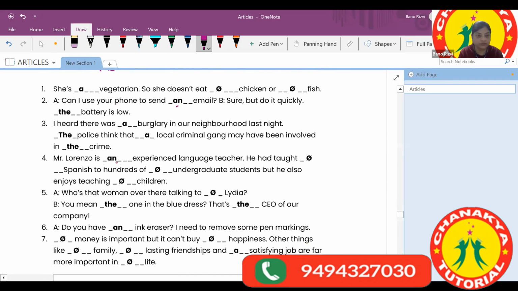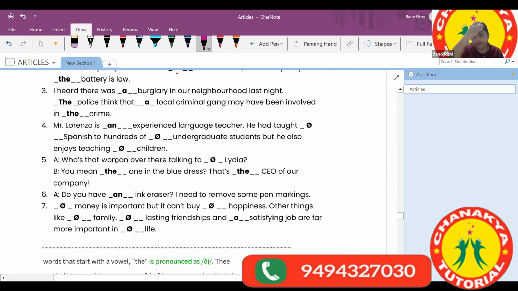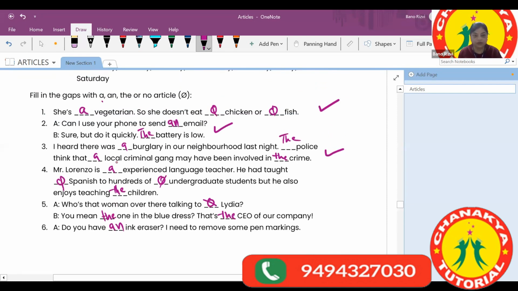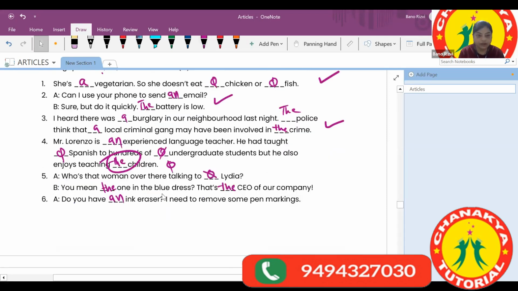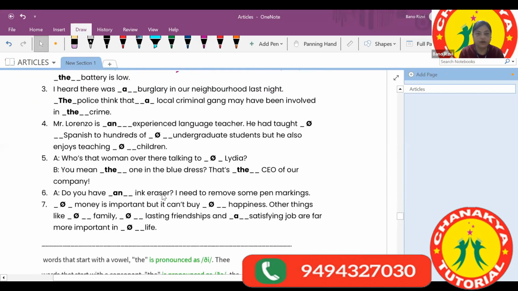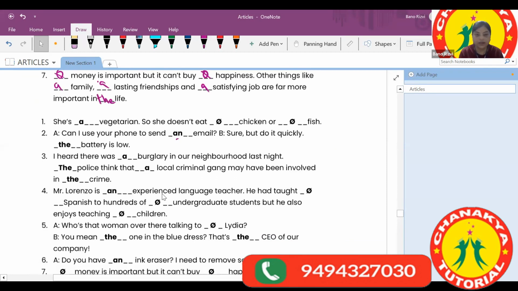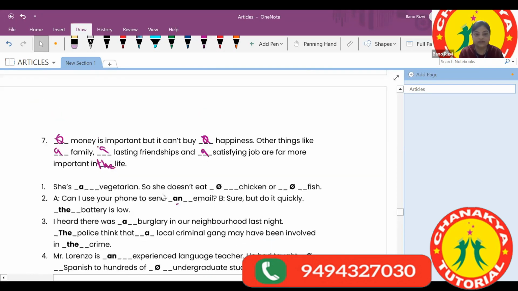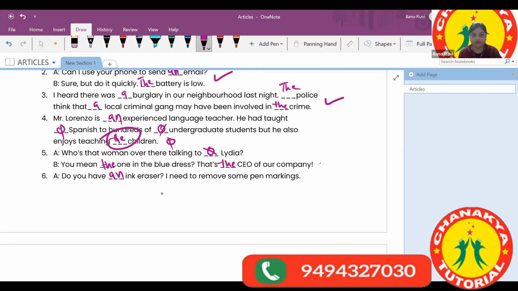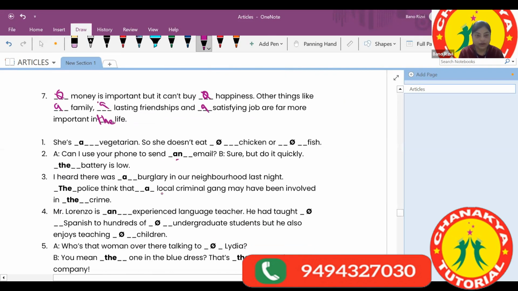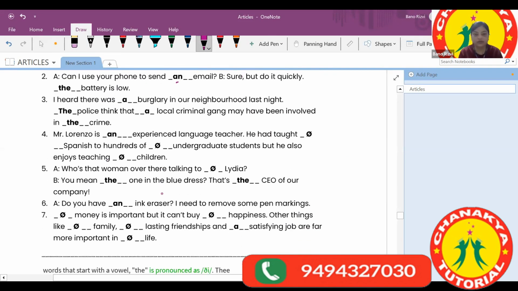Now the next one. Mr. Lorenzo is an experienced language teacher. He taught Spanish to hundreds of undergraduates, but he also enjoys teaching children. So the children is not there; it is no article here also. An experienced, an. Now let's do the fifth one. Who's that woman over there talking to Lindia? You mean the one in the blue dress? That's the CEO of the company. Now this one is right. Do you have an ink eraser? I need to remove pen markings.